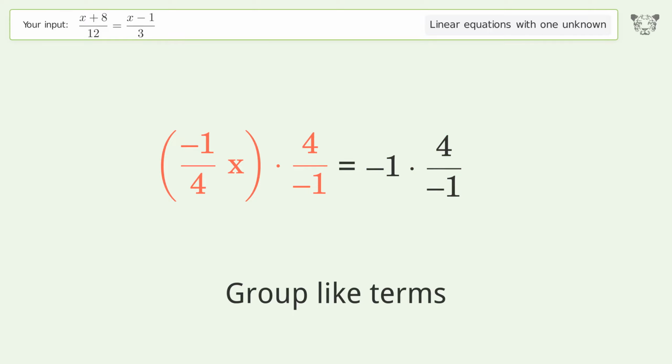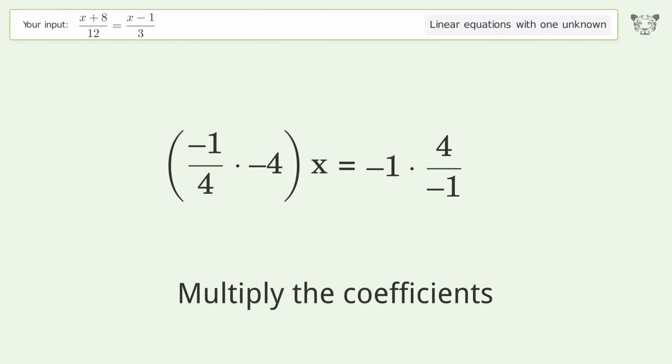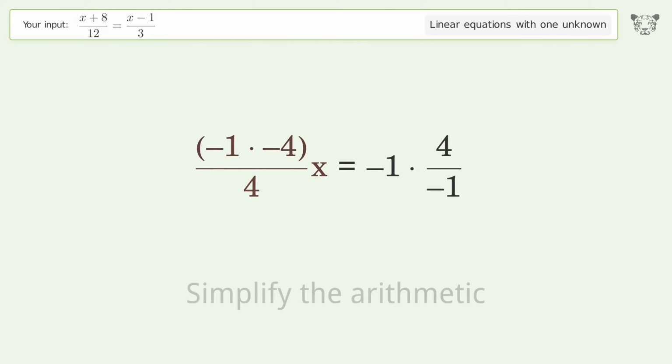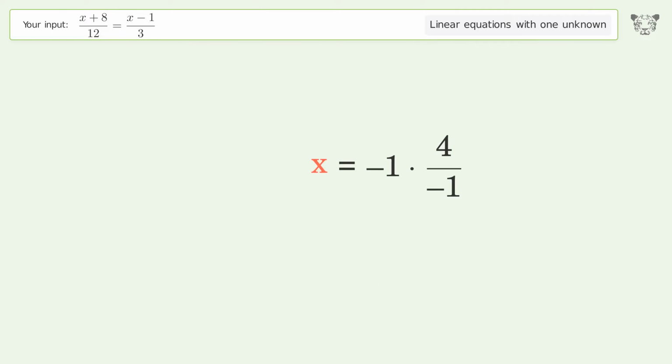Group like terms. Multiply the coefficients. Simplify the arithmetic. And so the final result is x equals 4.